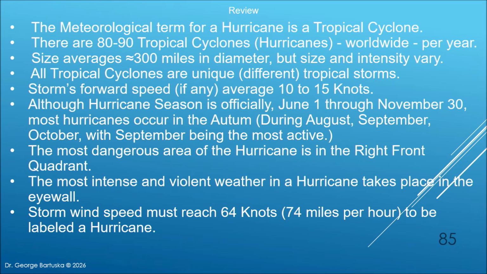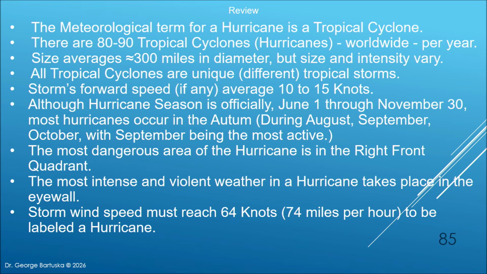Now, let's do a review. The meteorological term for a hurricane is a tropical cyclone. There are 80 to 90 tropical cyclones worldwide per year. Size averages 300 miles in diameter, but they can be as small as 100 miles. They can be as large as 1,000 miles. All tropical cyclones are unique. They're all different. Storm forward speed, if any, averages 10 to 15 knots.